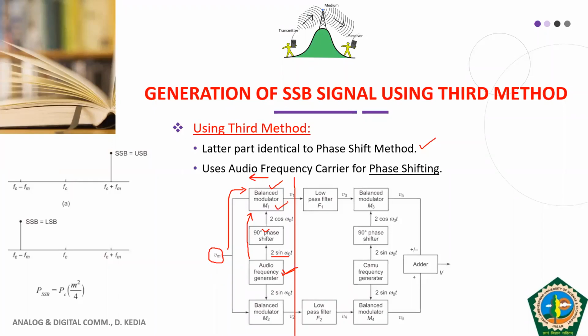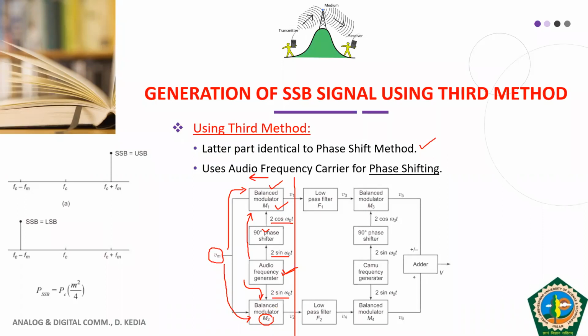In balanced modulator 1, we get the modulating signal as it is and the audio frequency carrier after 90-degree phase shift, so 2 sine omega naught t becomes 2 cos omega naught t. Similarly, balanced modulator 2 gets the modulating signal as it is and also the audio frequency carrier as it is, so 2 sine omega naught t. In this way, balanced modulator 1 gets Vm and 2 cos omega naught t, and balanced modulator 2 gets Vm and 2 sine omega naught t.